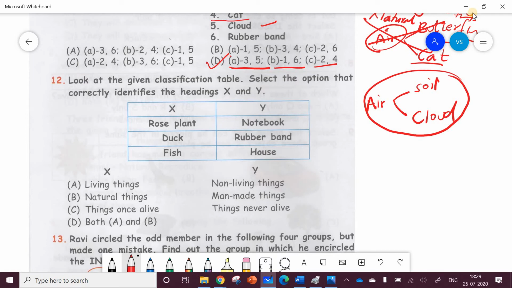Very good. Can you give me one example of natural things? Soil. Cloud, air, rock, water. And man-made things will be house, car, everything. And do you think the living things can be man-made? No. Living things can only be natural. All the living things are natural. Alright, so students keep this in mind that all the living things are always natural. However, non-living things can be of two types, man-made or natural.